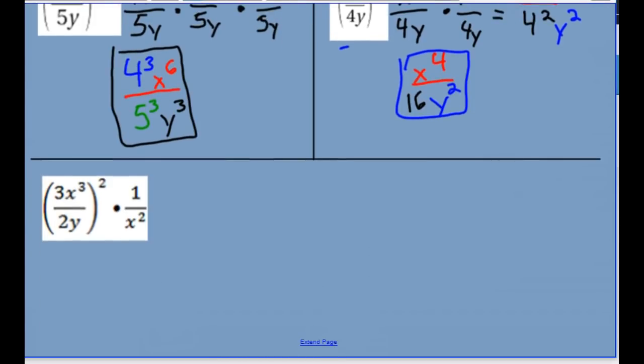Alright, our next problem. In our parentheses, we have 3x cubed over 2y. Now, this is saying that we have 2 of these, so I'm going to write this out twice. So 3x cubed over 2y.